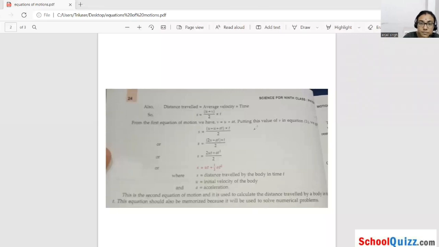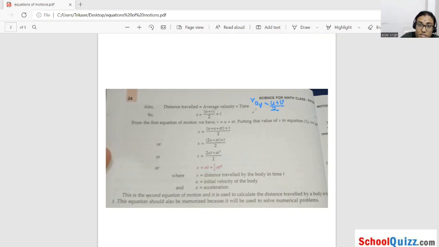So, average velocity, I'm going to write like this. Average velocity is what? (u plus v) by 2. That is the average velocity.